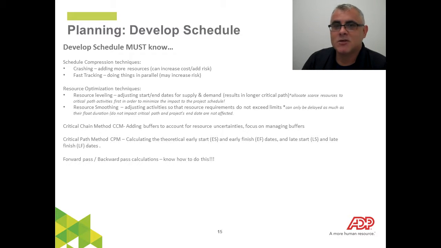Finally, it's fast tracking. Think of fast tracking as taking what was normally a sequential group of activities and maybe having a couple of those activities occur at the same time. So you're going to fast track them. Instead of having activity two and then activity three begin after two is done, maybe it's okay to have two and three start at the same time. So they're working in parallel. That's really what fast tracking is all about.